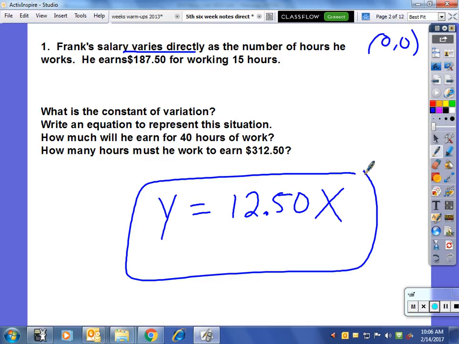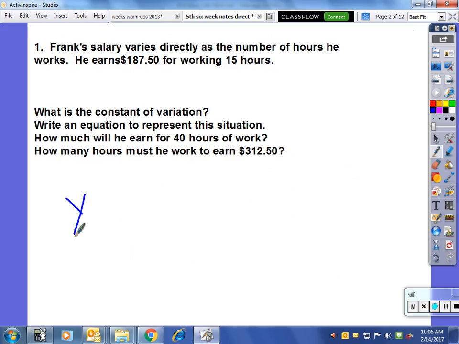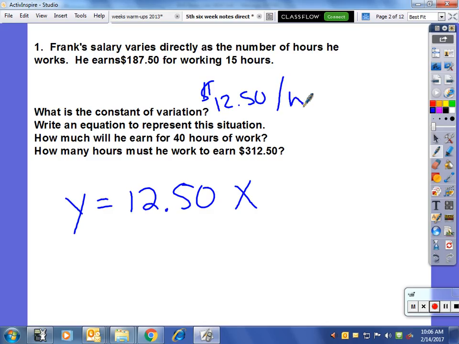Another way we might put this is P equals 12.50h. His pay depends on how many hours. They might use variables that are more relational to the situation here. Okay, so are you okay with how I found the equation? Basically, the only thing I had to figure out was slope, and then I could write the whole equation. Now, once you have your equation, you got to know how to use it, depending on the situation that they give you. Constant of variation, we figured that out. It's $12.50 per hour. Slope's always a rate. An equation to represent the situation, we already wrote it.